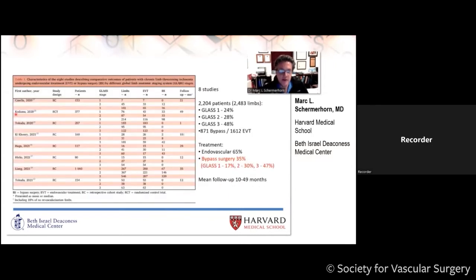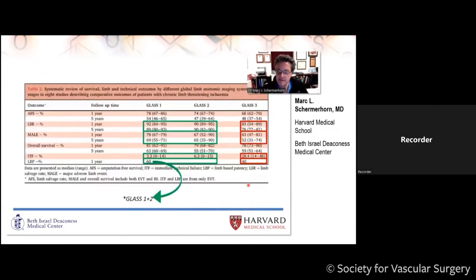There were 8 studies, 1 randomized trial. This was the BASIL-1 trial, and then 7 retrospective analyses. This was ours here. There were over 2,200 patients, almost 2,500 limbs. Again, GLASS 3, by far the most common. 870 bypasses, over 1,600 endovascular treatments. For the entire analysis, it was 2/3 endo, 1/3 bypass, but several of the studies did not include bypass patients. And when you limit it to those including bypass, they got the exact same thing that we had, nearly 50-50. The average follow-up in these studies varied from 10 to 49 months.